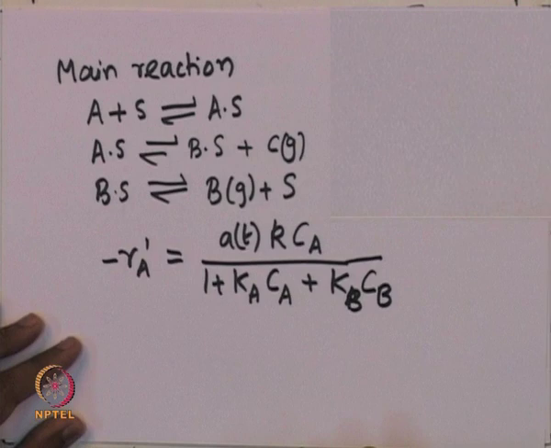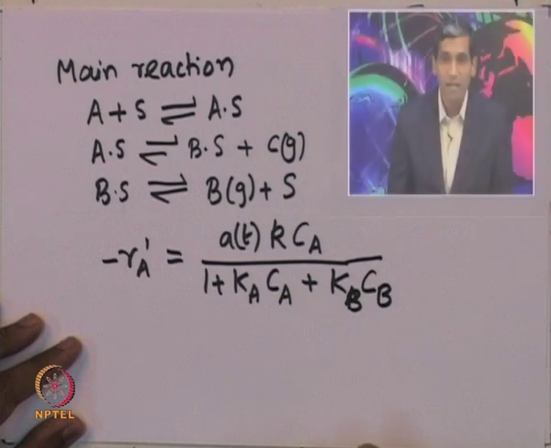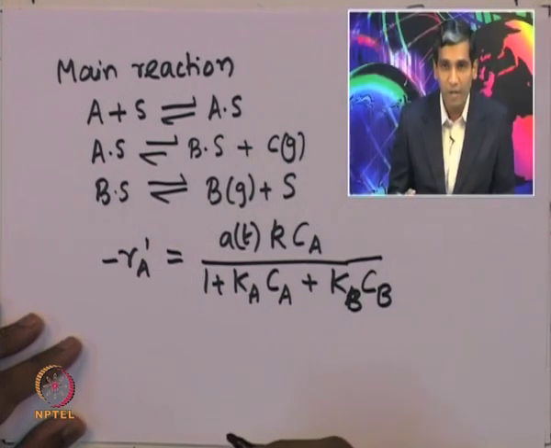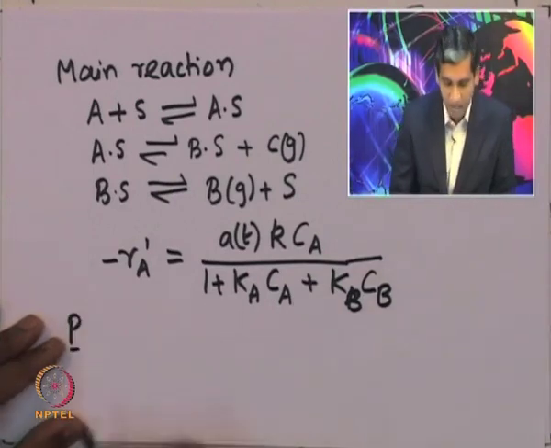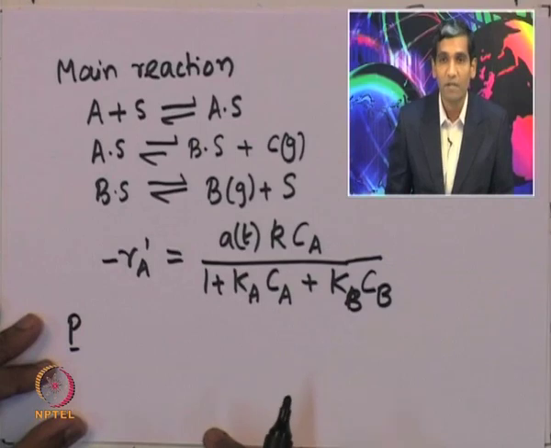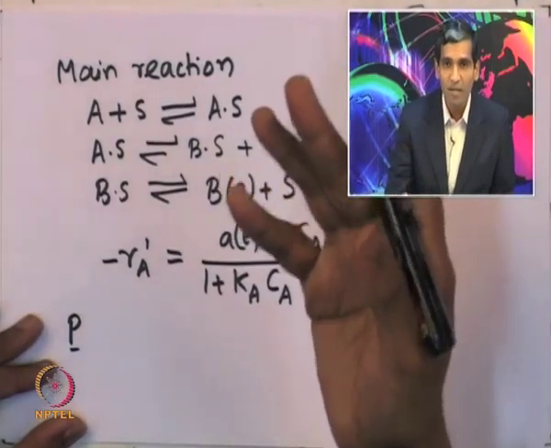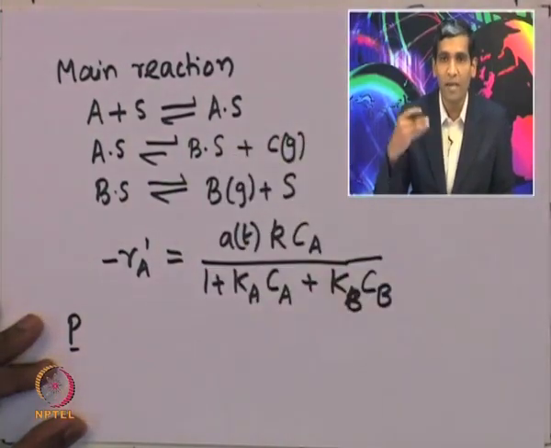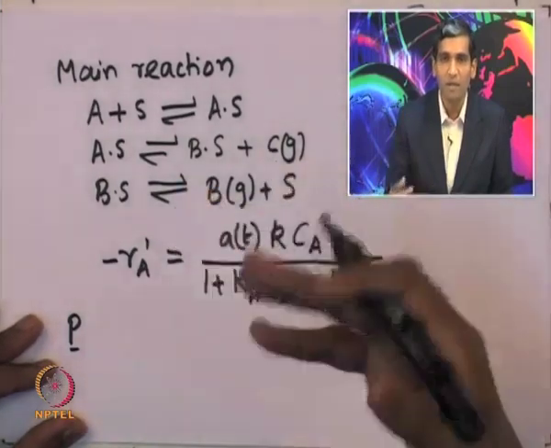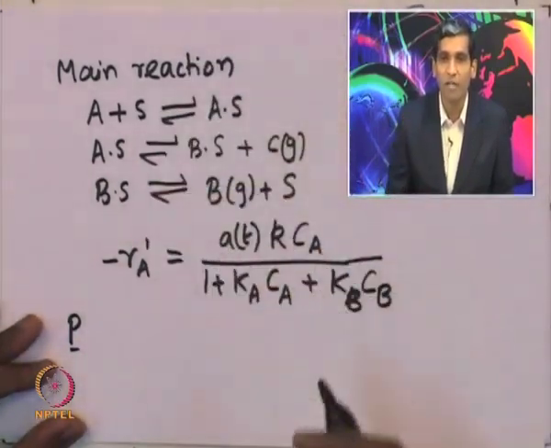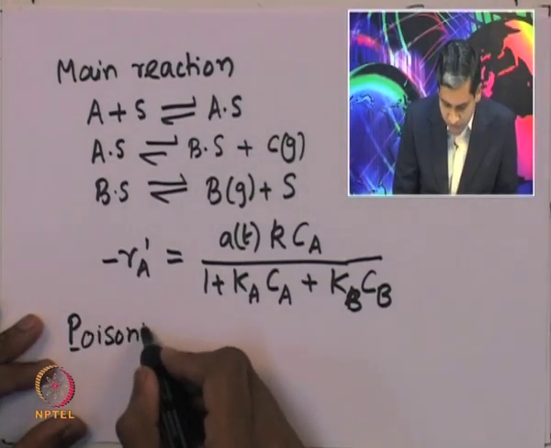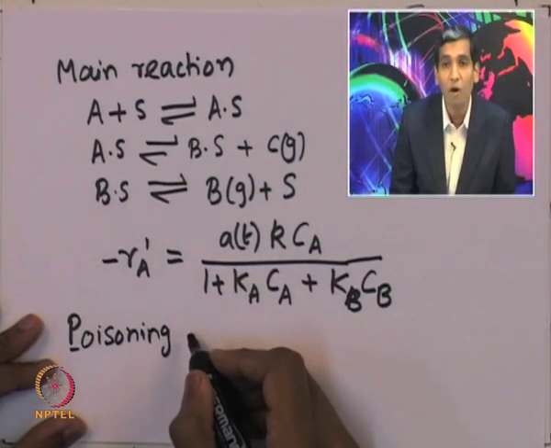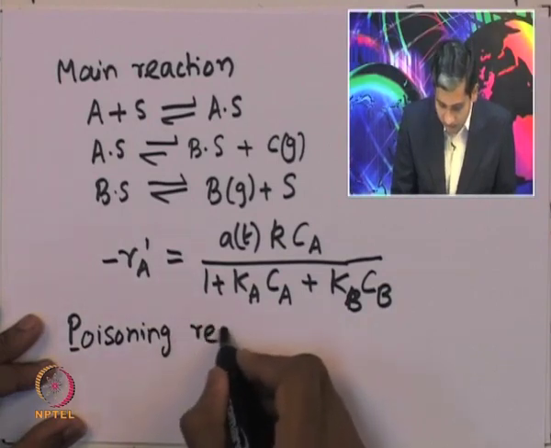Note that the main reaction is assumed irreversible here. Now the poisoning reaction: suppose P is the poison which is present in the gas stream which is fed along with the reactants. Then this poison is going to participate in a poisoning reaction which competes with the main reaction for the active catalyst sites. So the poisoning reaction which occurs simultaneously along with the main catalytic reaction is as follows.